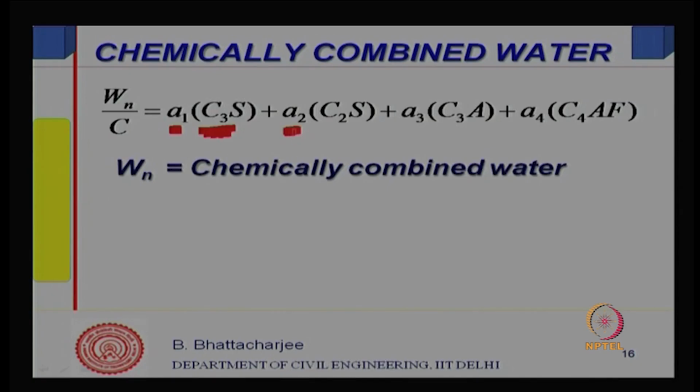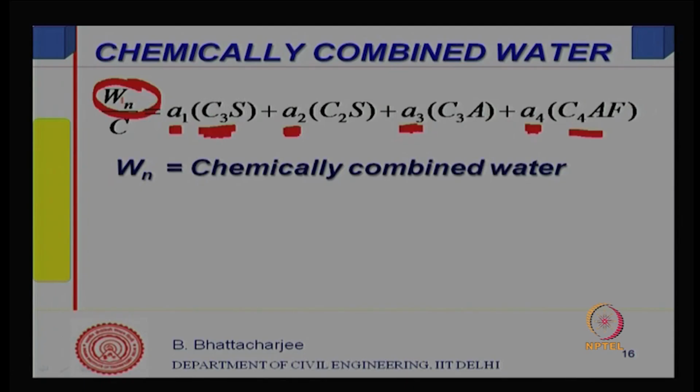So, this is the quantity of water required by 1 gram of C2S for its full hydration. A3 is the quantity of water required by 1 gram of C3A for full hydration, and similarly A4 is the quantity of water required by 1 gram of C4AF for full hydration.